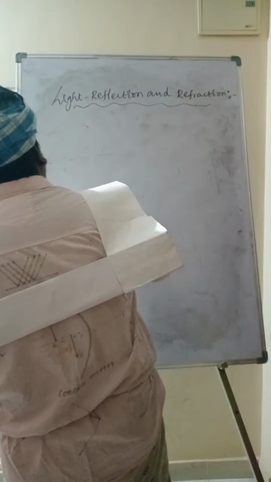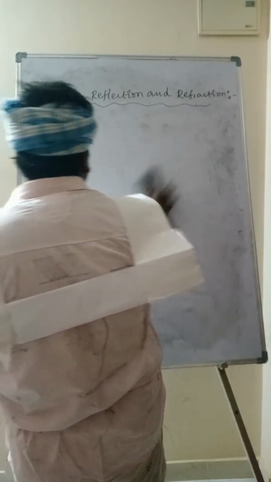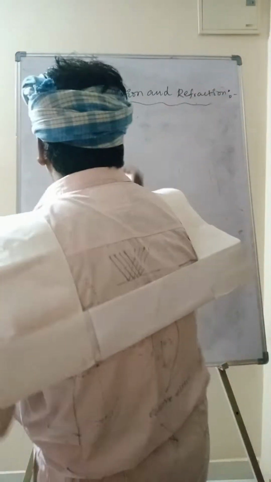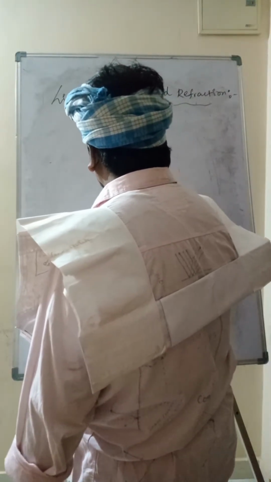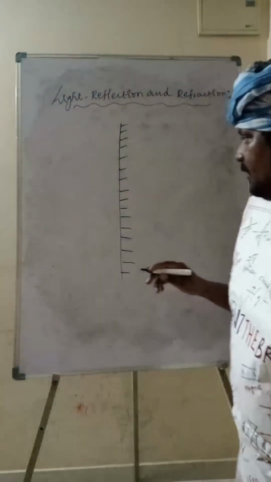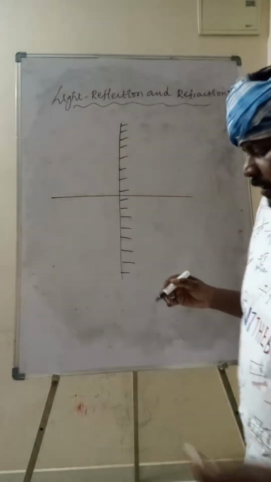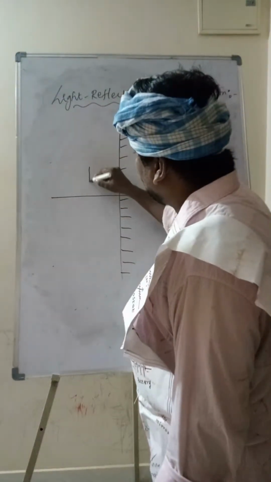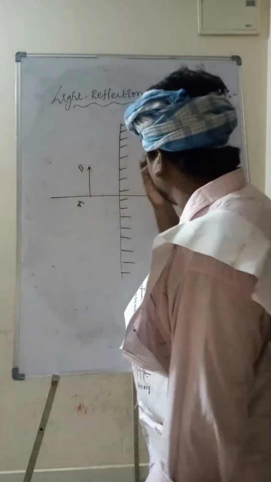So plane mirror. Plane mirror I am considering. There are so many points here. So coming to the plane mirror like this. I am taking the plane mirror here, and the line I am considering. Okay. So the object is placed here. One object. Object height is AB. This is AB height.